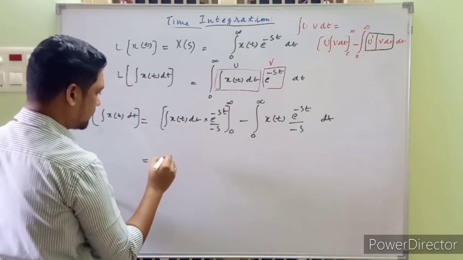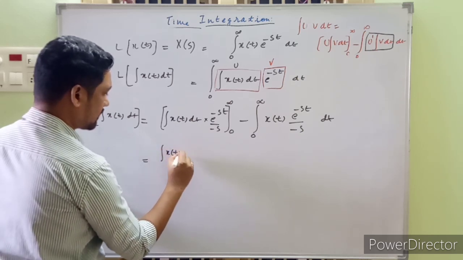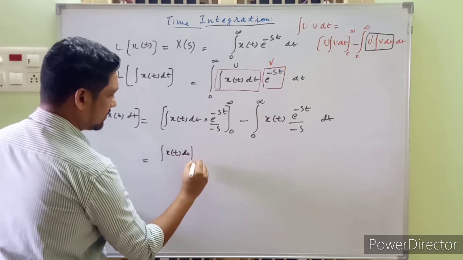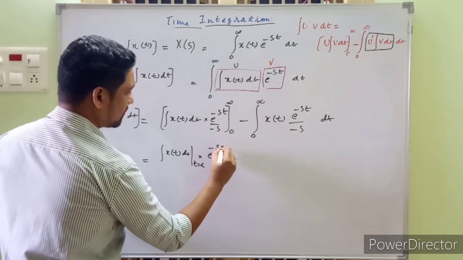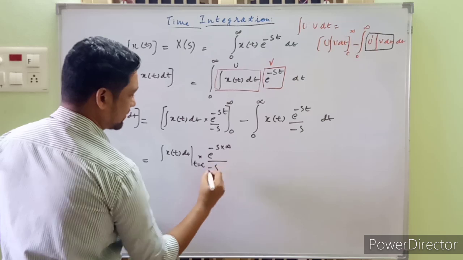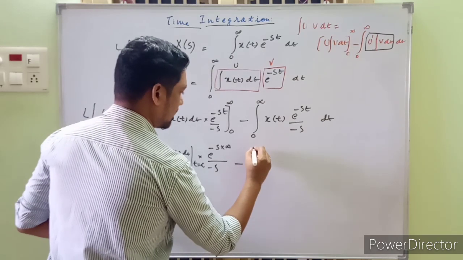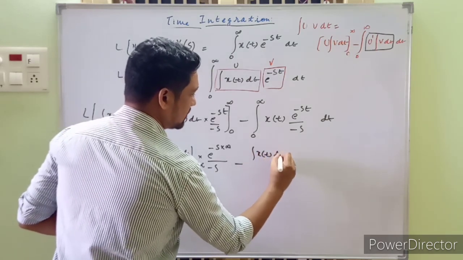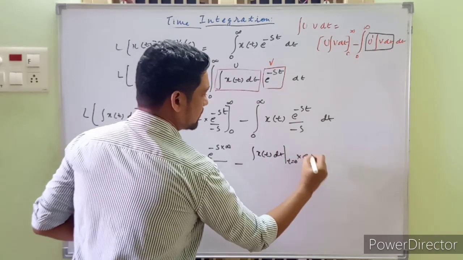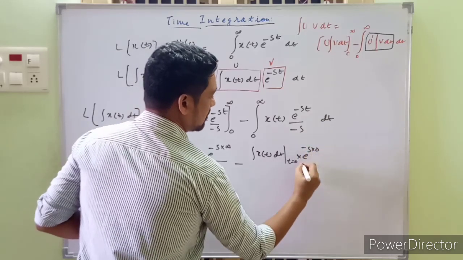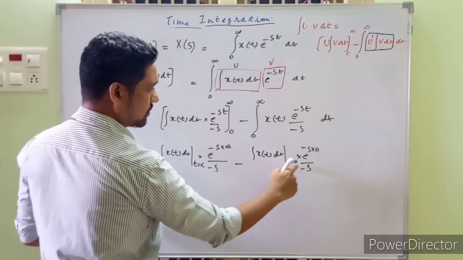So plugging in the upper limit, we have integral x of t dt at t equal to infinity into e raised to minus s into infinity upon minus s. This is for the upper limit. Going ahead, minus plugging in the lower limit: integral x of t dt at t equal to 0 into e raised to minus s into 0 upon minus s. Wherever we have t, that will be plugged in with 0.